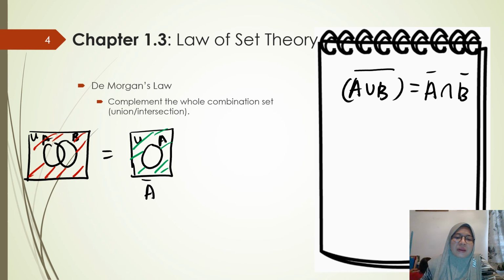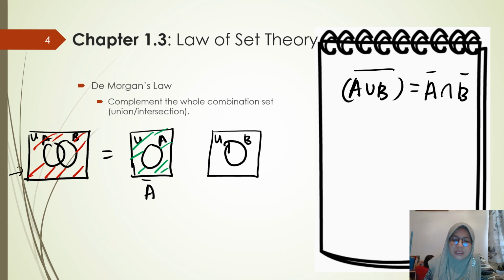Another diagram: we have B here. In the universal set, we have another set, which we name B. Based on this diagram, the elements are outside of B. This means we can say this is B complement, because the elements lie outside of the B area, outside of the B set. So we can define this as B complement.